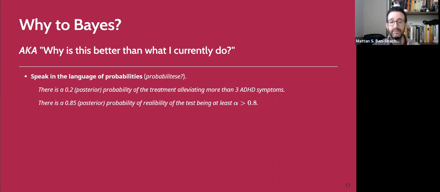Or I can say something like there's a 0.85 posterior probability of the reliability of the test being larger than an alpha of 0.8. Okay, so all of these are probabilistic statements about parameters, about effects in my model, in my data, in the world.